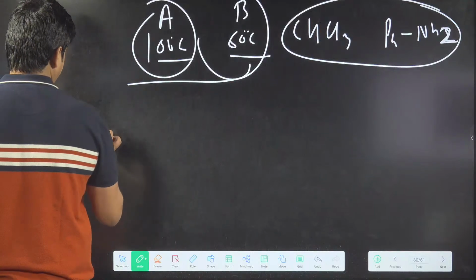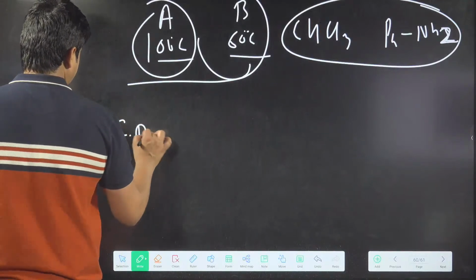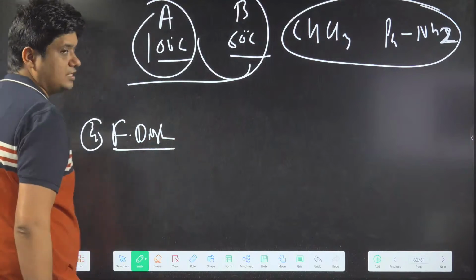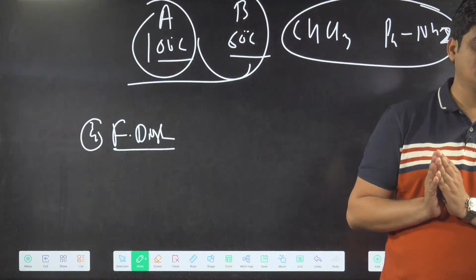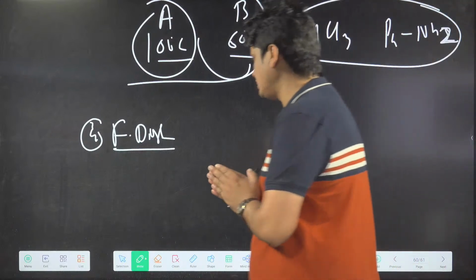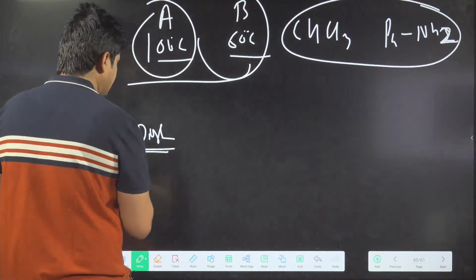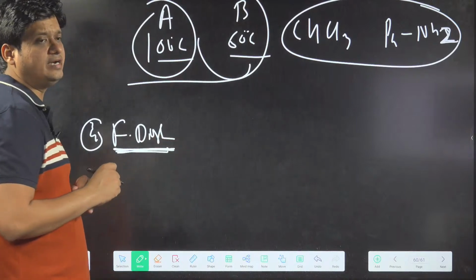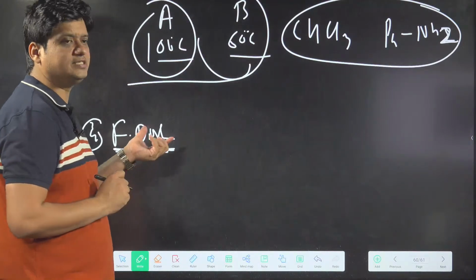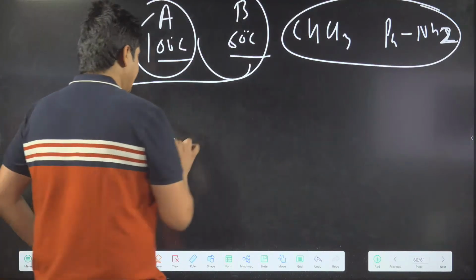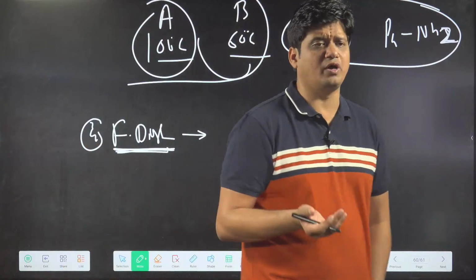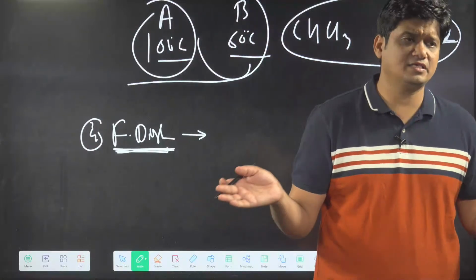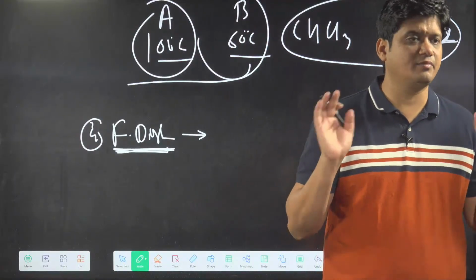Fractional distillation. When the difference in boiling point is less, we have to go for fractional distillation. In this case, we use a fractionating column. Example: different fractions of crude oil are separated by the fractional distillation method.